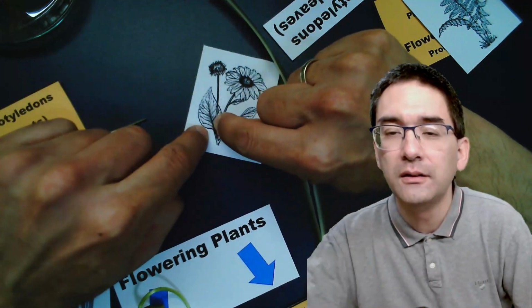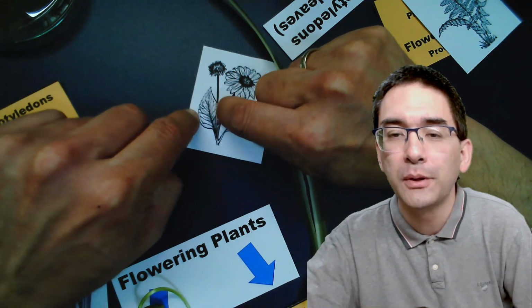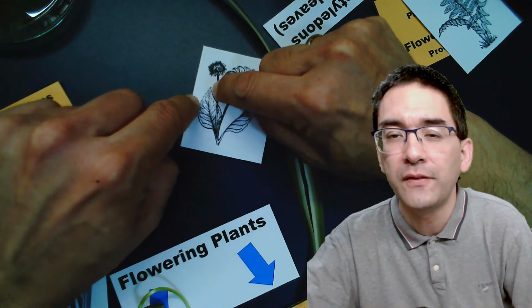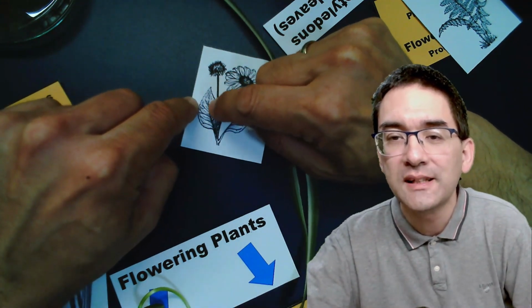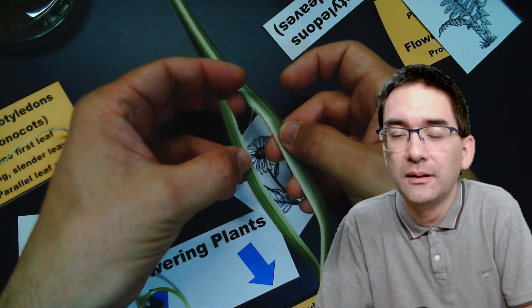You see that the leaf veins that transport the water spread apart and become finer and finer and smaller. So that's a dicot. But in a monocot, it looks like this.